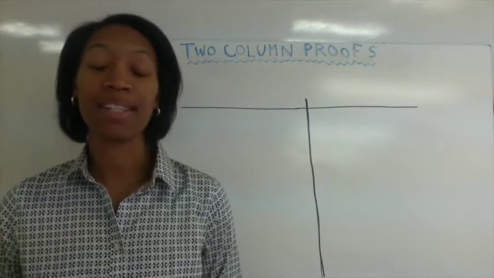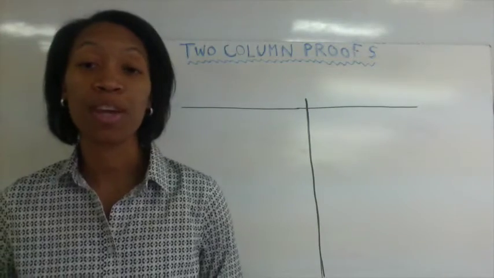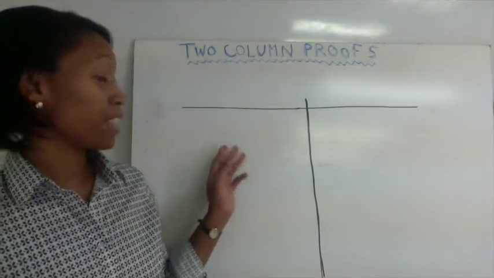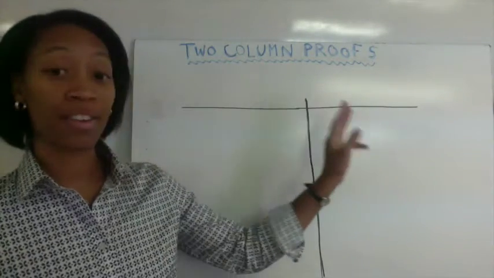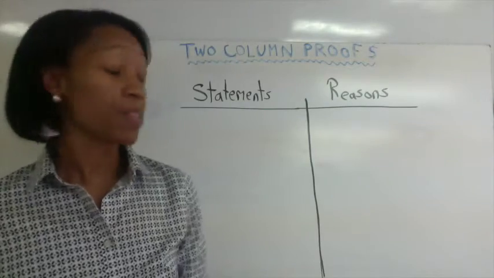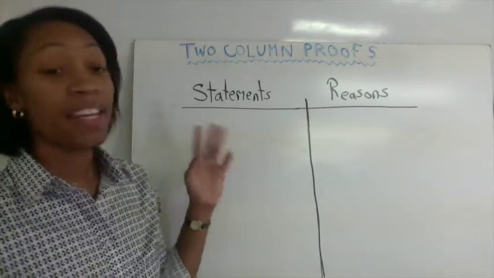Hello, this video is about the basics of how to write a two-column proof. So, first of all, two columns. The column on the left is the statement column, and the column on the right is for reasons. You're always going to start off, the very first thing in the statements column is what they give you.